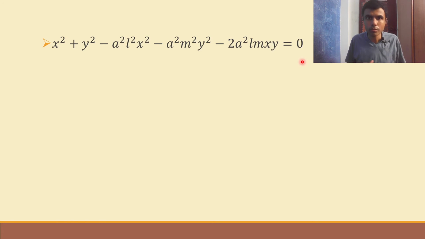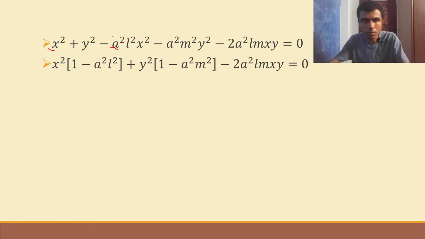Now next, what you have to do, group them. How to group them? Basically x square you can take common. See, from these two terms, which are the x square terms? This is a term containing x square and this is a term containing x square. Now from these two terms, if you take x square common, you will be left with 1 minus a square l square, like this. Now from these two terms, if you take y square common, you will get y square into 1 minus a square m square, minus 2a square lmxy is nothing but 0. Hope it makes sense, whatever I told.